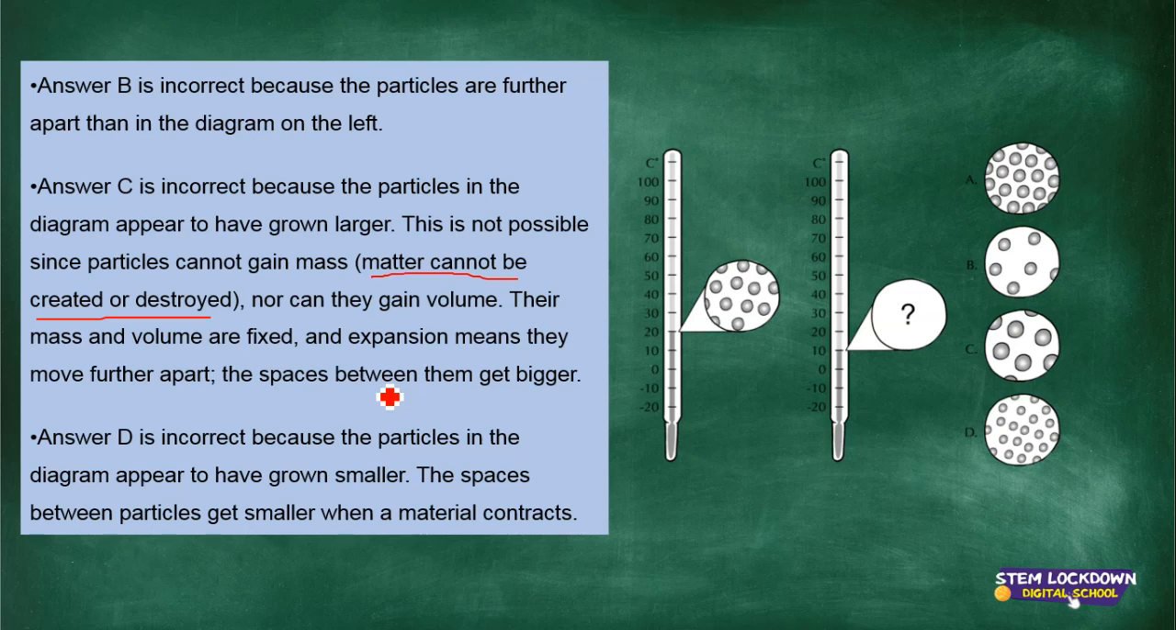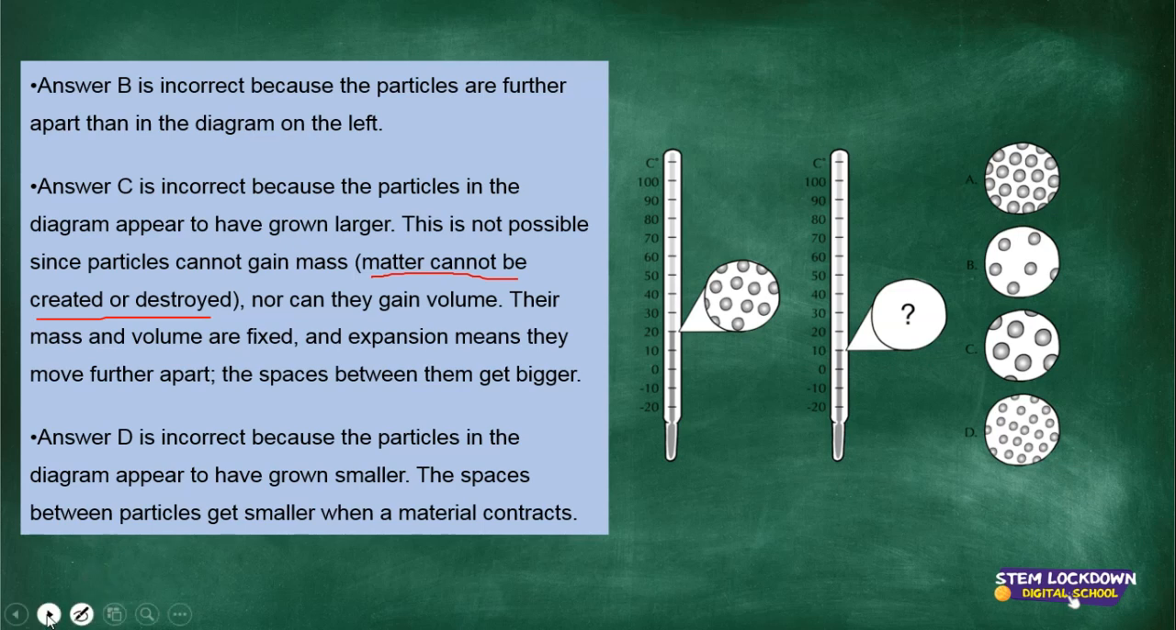Now, your answer D is also incorrect because the particles in the diagram appear to have grown much smaller. So the spaces between them got very, very small, as opposed to this one here. Okay, so this would have been at a much lower temperature.